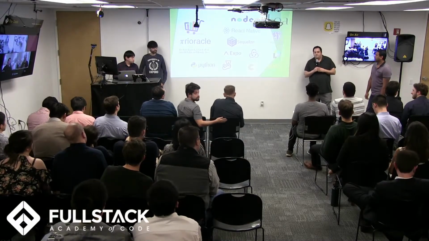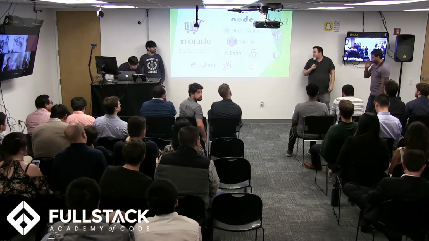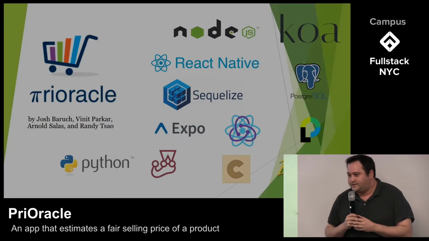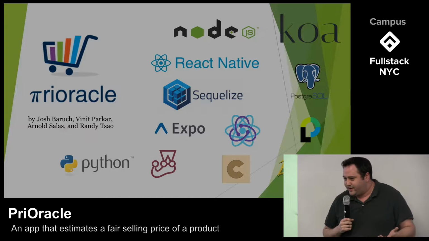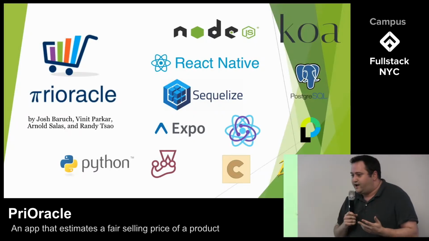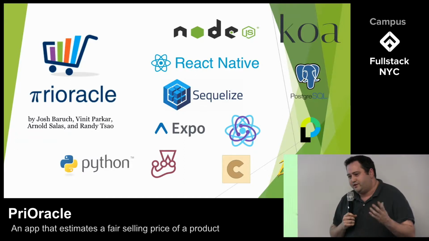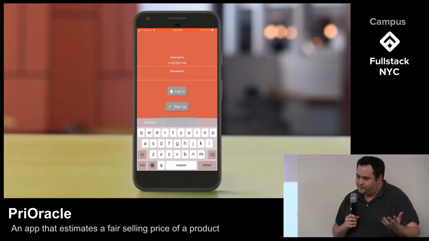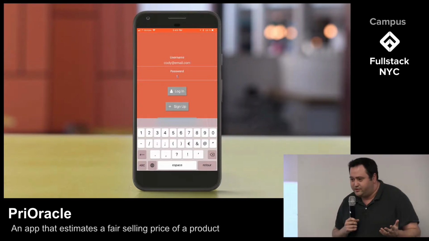Hello, everyone. My name is Josh. I'm here with Vineet, Randy, and Arnold. We created an app we call PriOracle. It's the Oracle of Prices. We take a user's prospective product listing and provide them with a fair value price with which to sell their item. We accomplish this by taking an average of a machine learning algorithm and a web scraper algorithm, and we then provide that to the user.